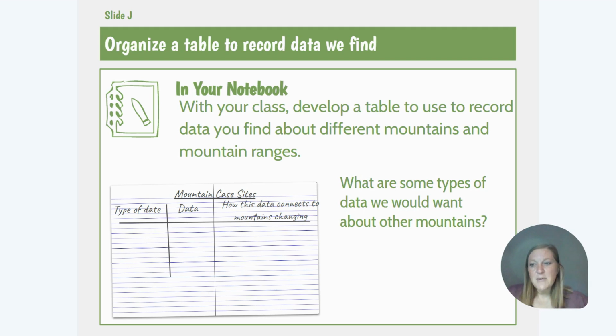Okay. So what I would like you to do is set up a new data table in your notebook that looks like the one on this slide. So write a heading at the top of your paper that says Mountain Case Sites. And then we're going to want 3 columns below that, with the left column heading reading Types of Data, the middle column reading Data, and the right column's heading should say How This Data Connects to Mountains Changing. So pause the video here if you need some time to create this chart.